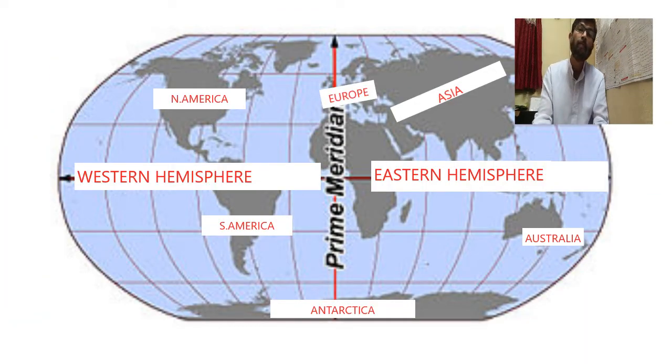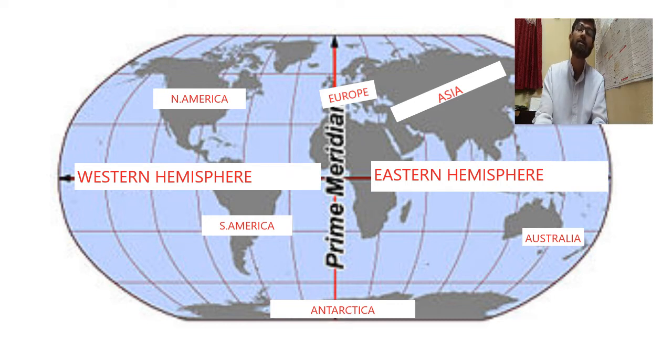Zero meridian, prime meridian, Greenwich, or zero longitude, or half of the circle, we say that, which divides Earth into two equal halves. The area which is to the east of Greenwich meridian, or zero meridian, prime meridian, we call eastern hemisphere, and the area which is west of Greenwich meridian, we say western hemisphere.